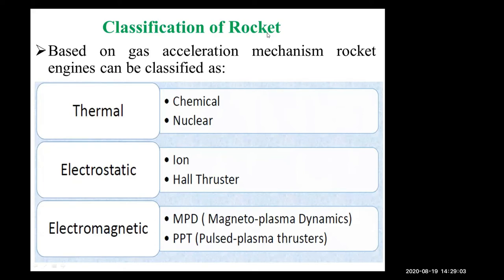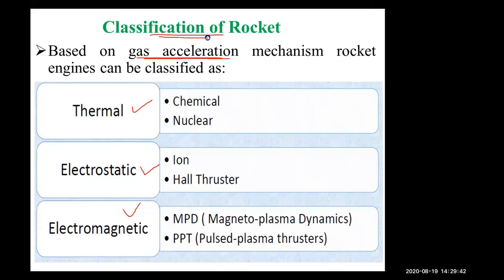Classification of rocket engines. Rocket engines can be classified based on the gas they use to accelerate the rocket. One is thermal, the other is electrostatic, another is electromagnetic. The thermal ones use chemicals or nuclear reactors. The electric ones use ions, Hall thrusters, magnetoplasmadynamic thrusters, pulsed plasma thrusters, and so on. This is about rocket engines.